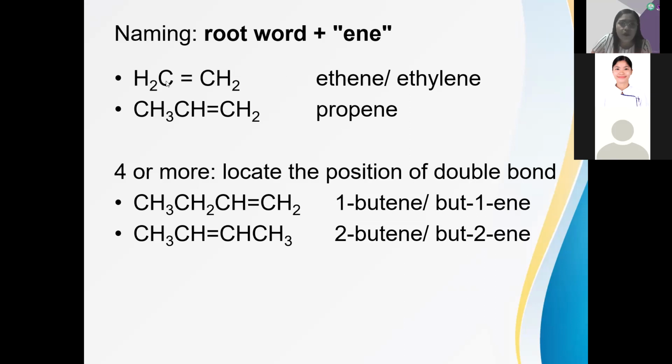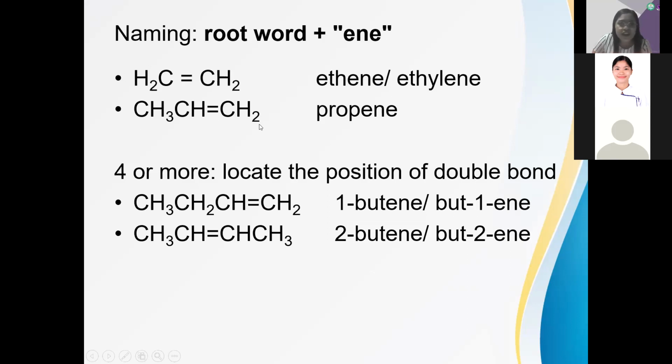So we have carbon, example, we have here 2 carbons bonded together using a double bond. So this will be eth, but this time mag-i-end siya sa -ene. So we call this one, sa IUPAC naming, we call this ethene. The ethylene is, class? A common name. The IUPAC name is the ethene.